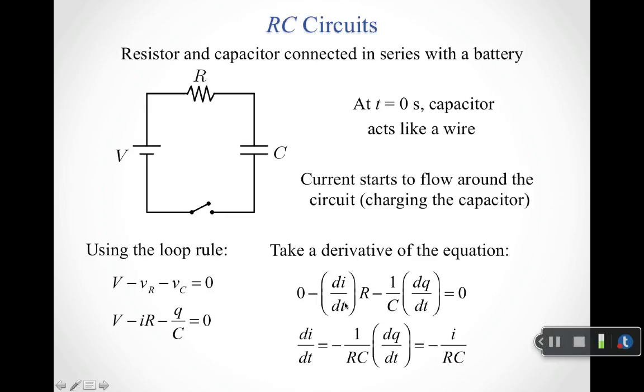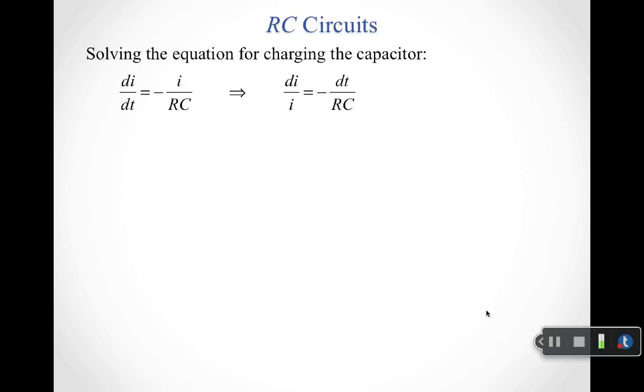And so what you'll notice is I can rearrange this. So I get dI/dt, bringing this over to the other side and dividing by R, is going to be negative 1 over RC times dQ/dt. And dQ/dt, the time rate of change of my charge, is just the current. So this expression dQ/dt is just equal to I. So what I get is dI/dt is equal to negative I over RC. And this is just a simple differential equation. Fortunately, this one's basic enough that we know how to deal with it.